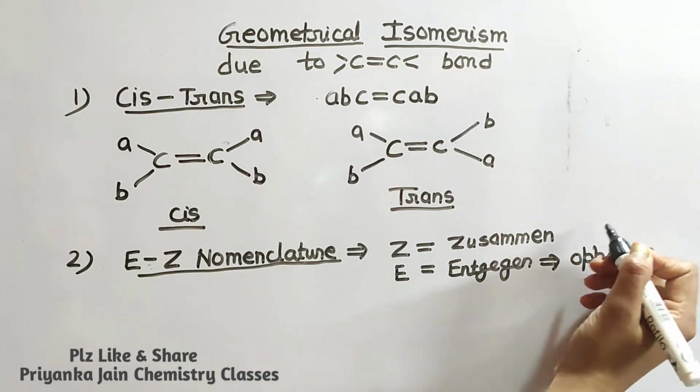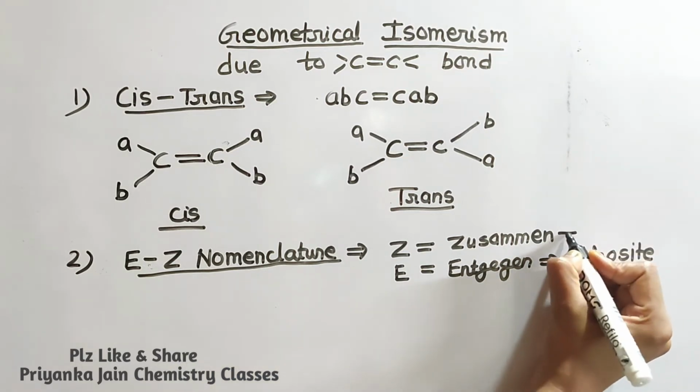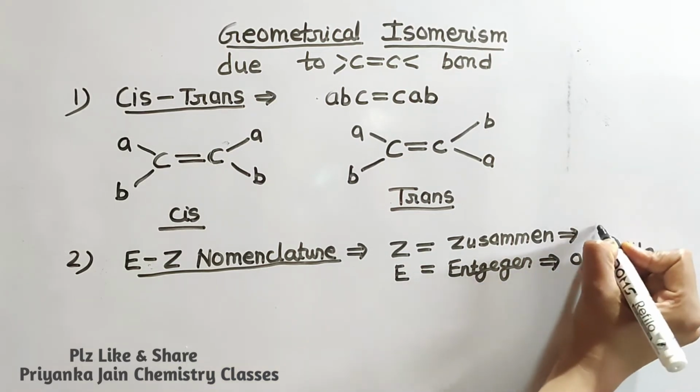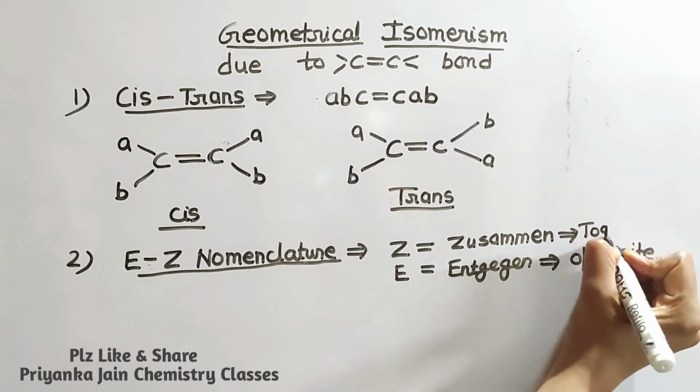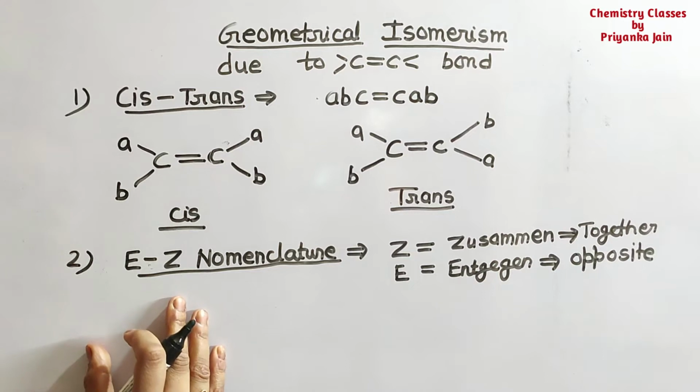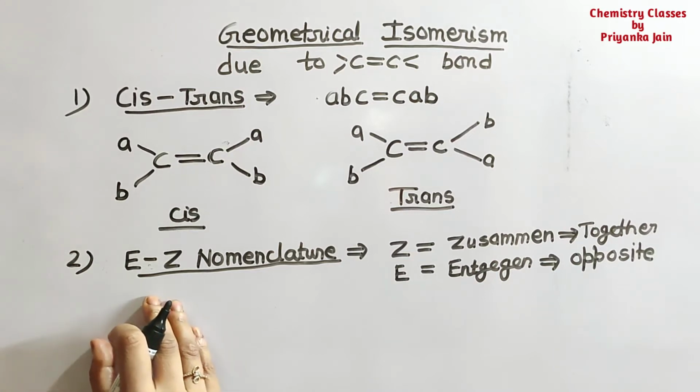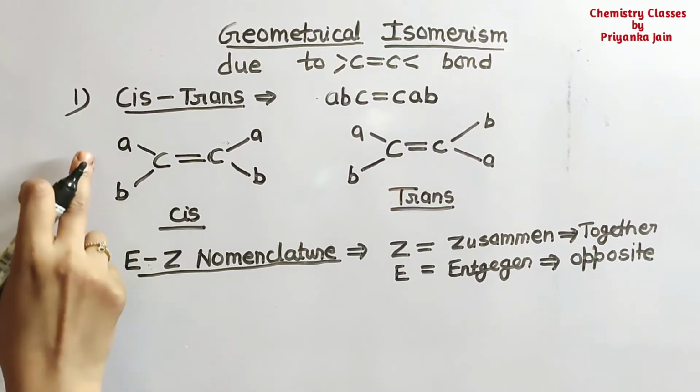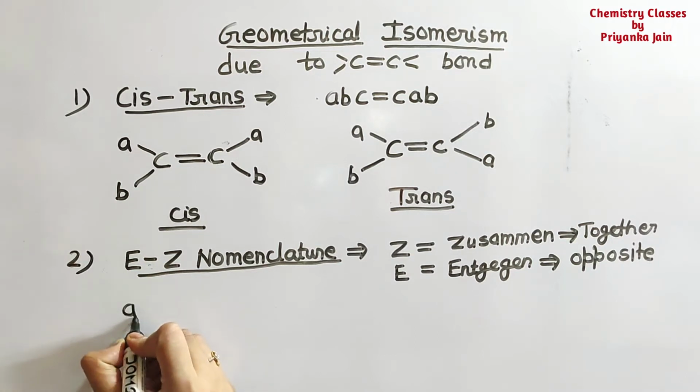It means when the groups of the same priority are on the opposite side, then it will be E, and when the groups of the same priority are on the same side, then it will be called the Z isomer. So first thing we have to do here, firstly we have to give the priority to the two groups if three different groups are present.